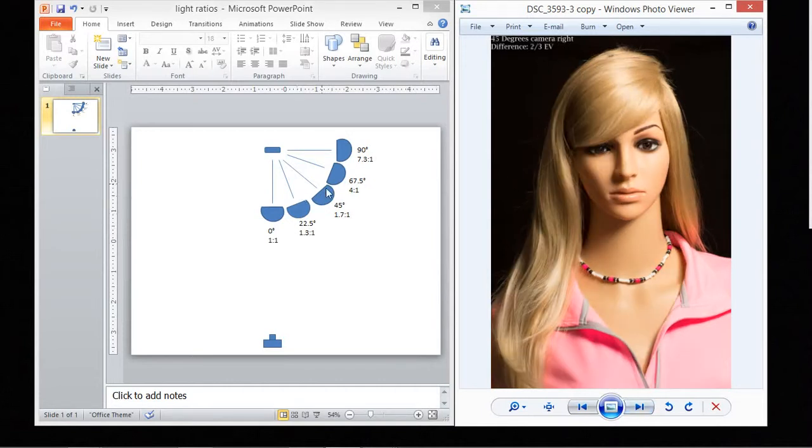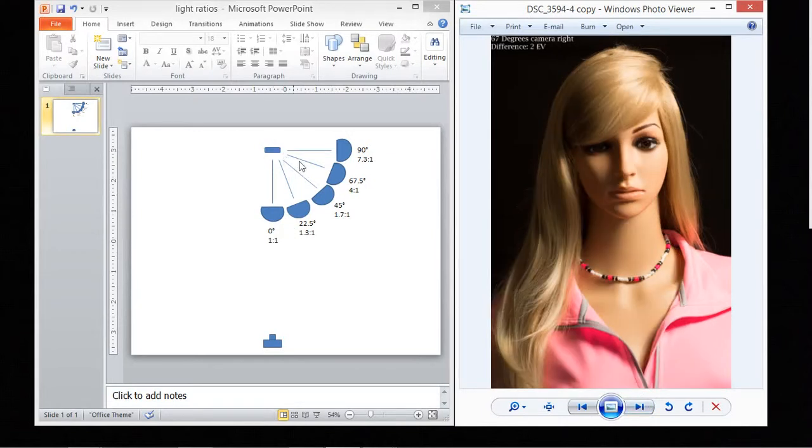At 45 degrees, there's 2/3 of a stop difference between this jawline and this jawline here in the shadow. 2/3 of a stop equals a 1.7 light ratio. So for every unit of light here, there's 1.7 units of light over on this side of the face.